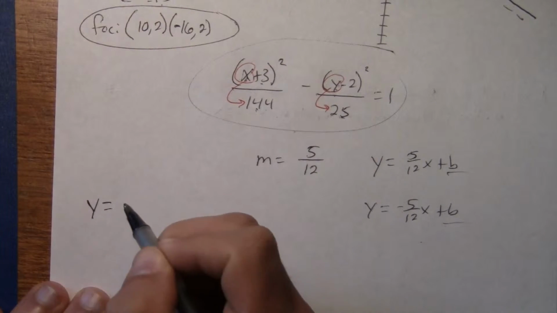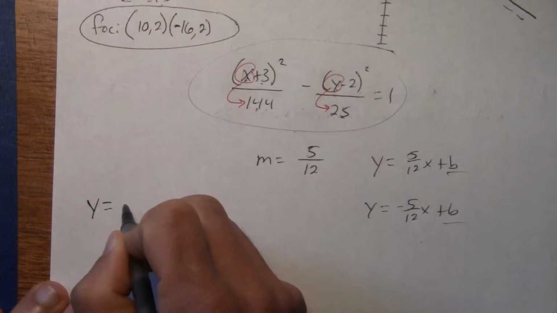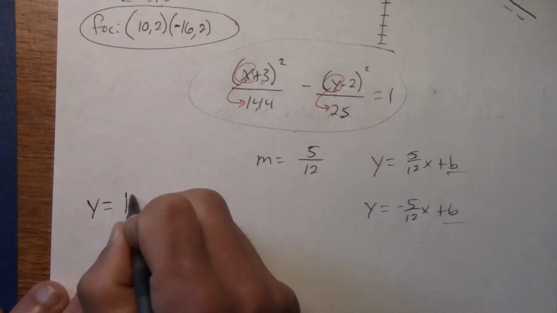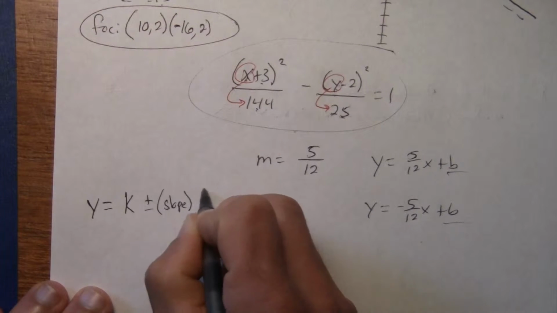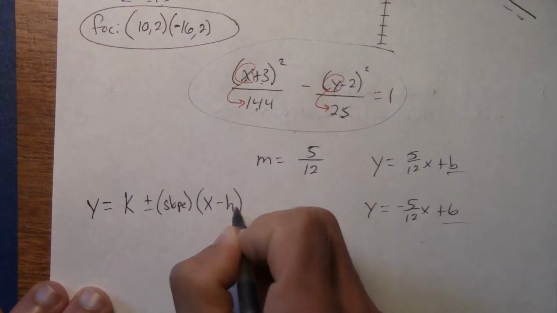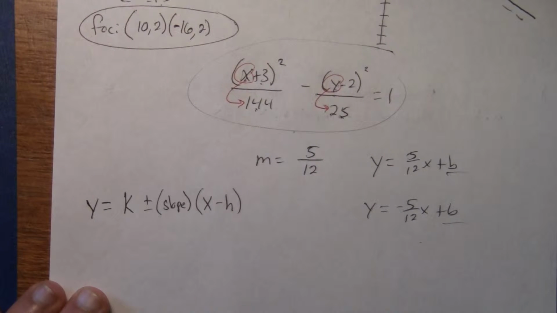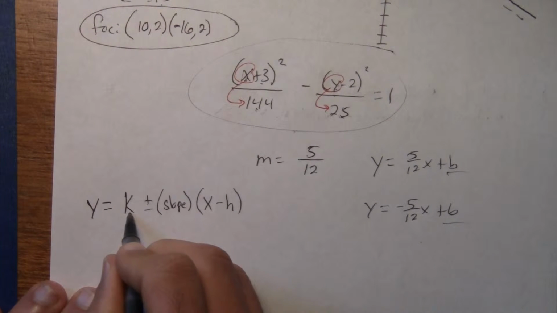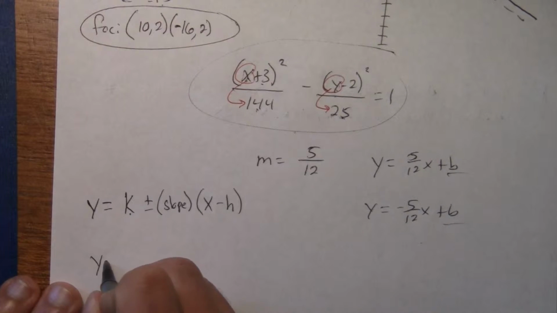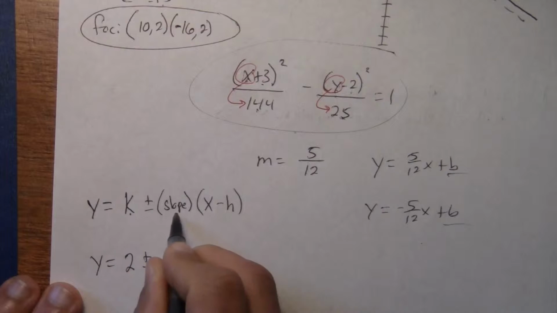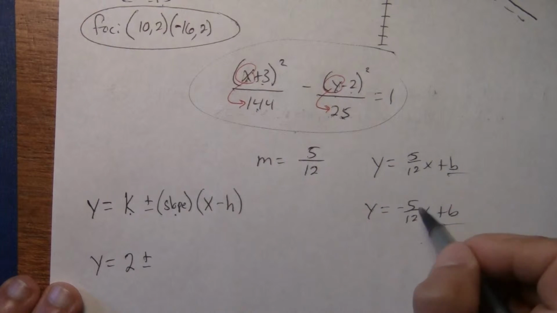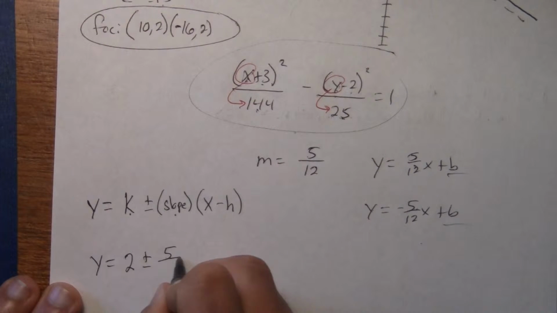It's y is equal to k plus or minus, I'm just going to write slope here, times x minus h. So think about what k is. K is the y value of the center. So the y value of this center is 2, plus or minus the slope, which is 5/12. Notice it's plus and it's minus, so it's 5/12.